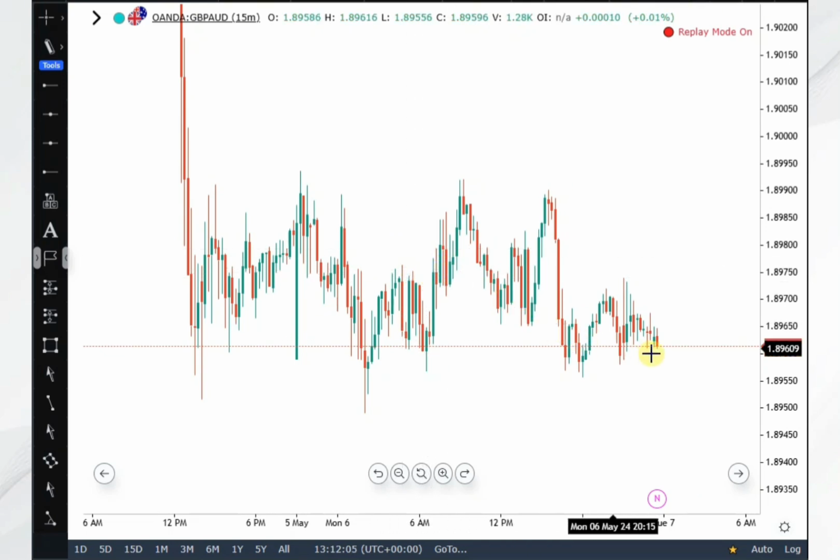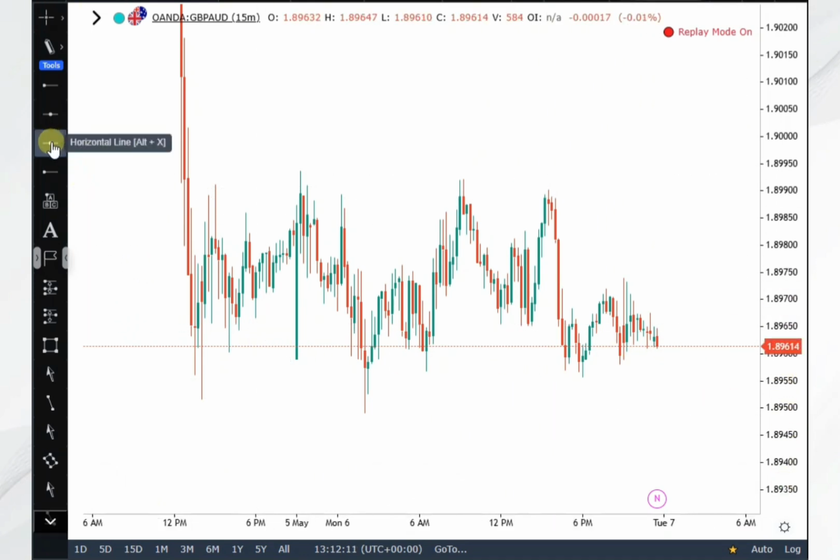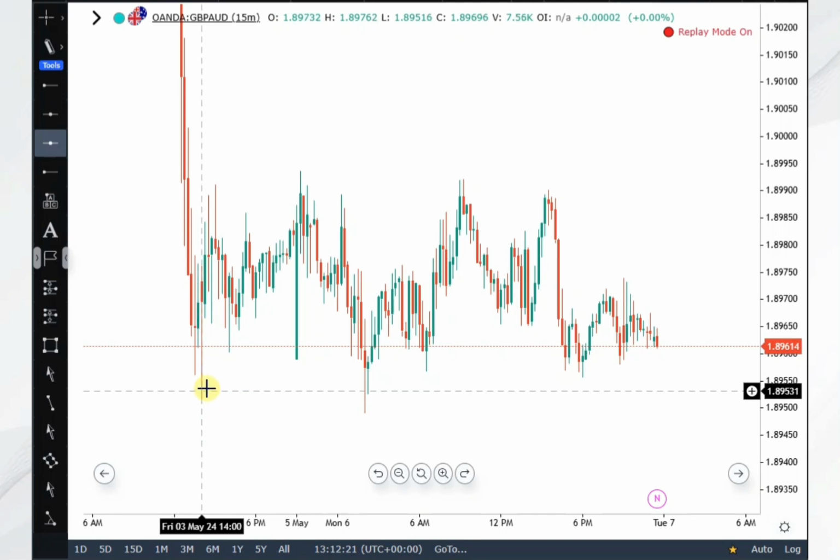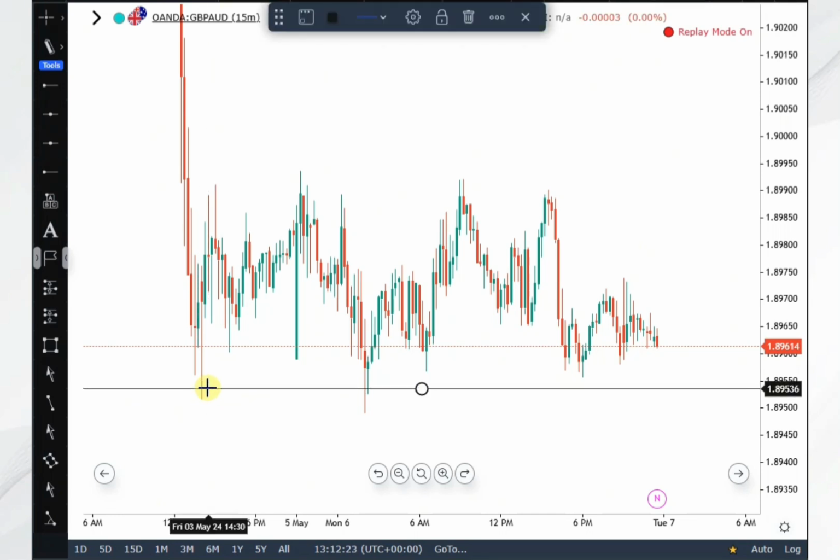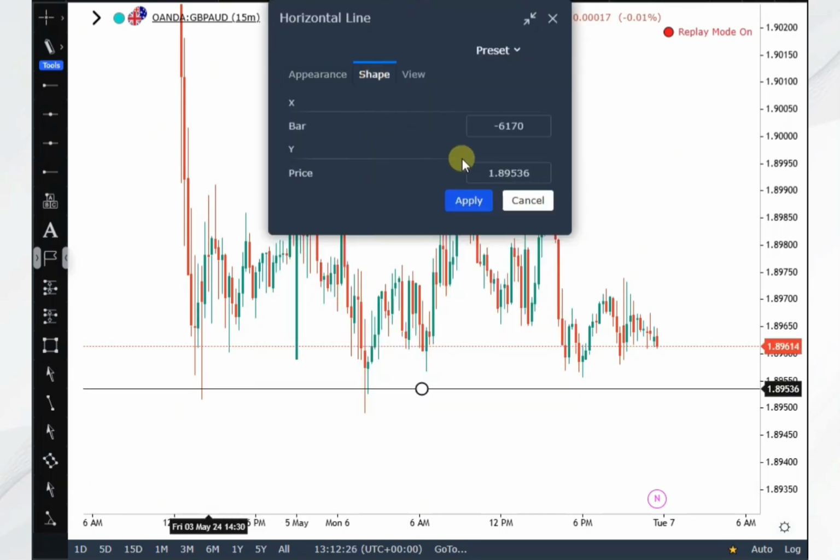So you can see here that we have the prices over here. What you have to do is take your horizontal line tool, which is right here, click on it, and then ask where is the nearest psychological level? This is 1.89500. So this is our psychological level. You double click on it to edit, and then apply.